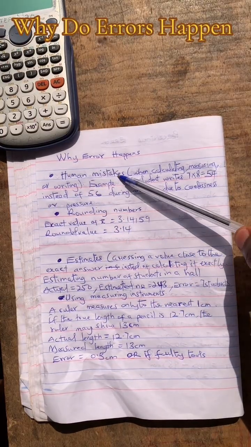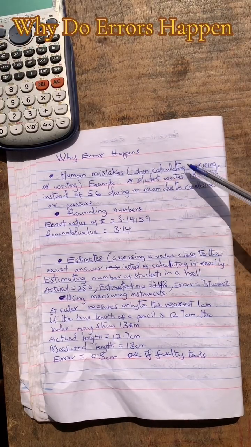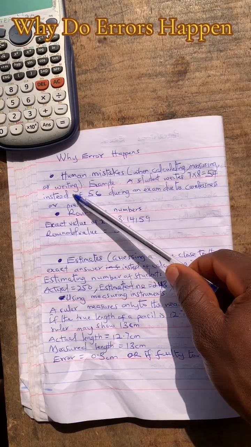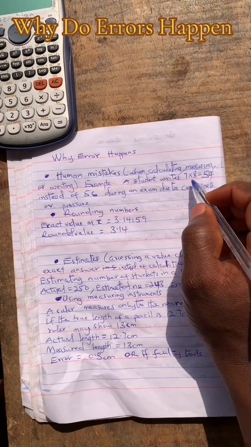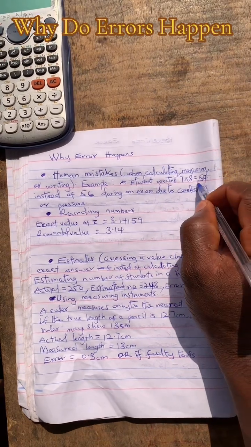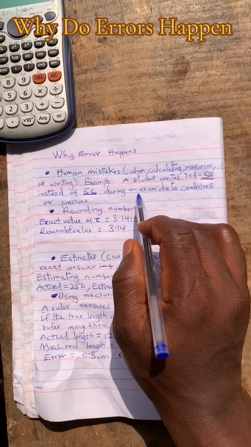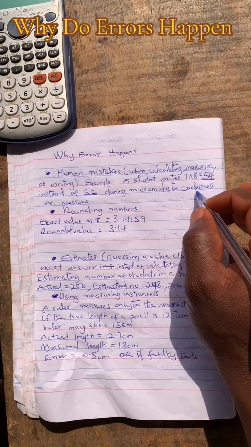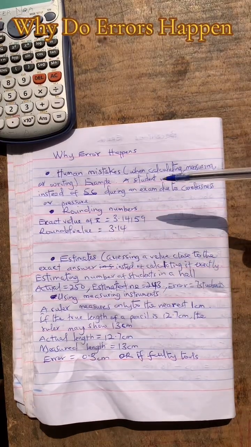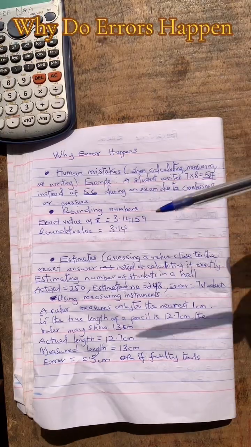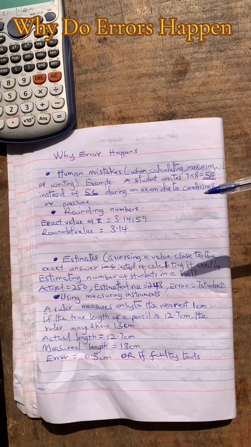In human mistakes, especially when calculating, measuring, or writing, for example, a student writes 7 times 8 equals 54 instead of 56 during an exam due to carelessness or pressure. Another example is when a person is having health issues like an eye problem.